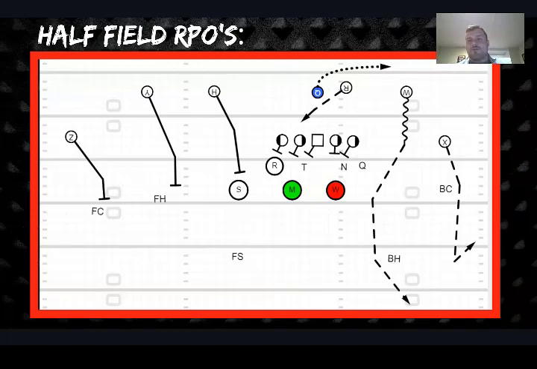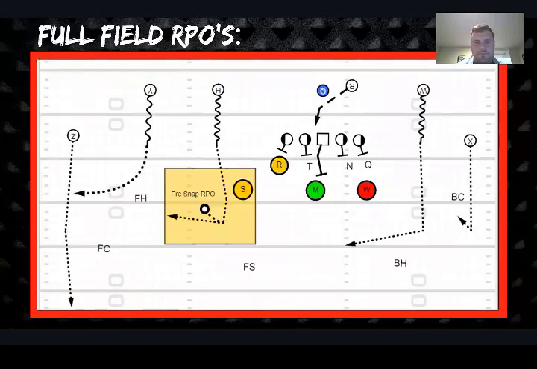Half field RPOs, there's only an option to throw to one side of the field, or receivers from one side of the formation are only involved in the pass concept. So here they're going to read the boundary end, zone read. We're going to get to that in a sec. If the quarterback gives it, he gives it. If the end sits, but if the end crashes at all, the quarterback can pull it, and he has the option to throw the ball down the field. But the receivers on the other side of the field are blocking, so that'd be a half field RPO.